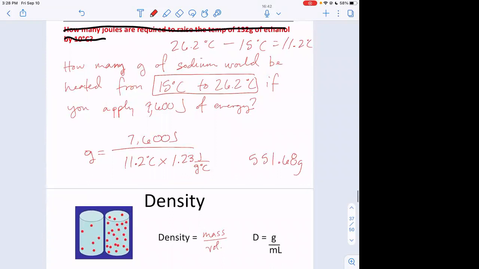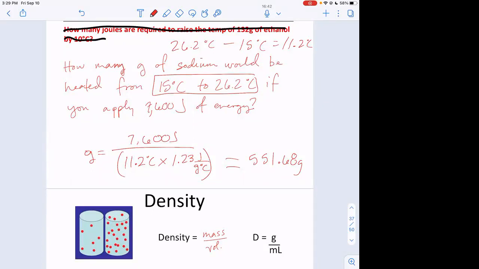All right, so now 7,600. In your calculator, I put this in parentheses on the bottom. When you're dividing by multiple things, just put them all in parentheses if you're going to do it all at once. 7,600 divided by 11.2 times 1.23. What do you get? Do you get 551.68? Okay. Jessie does get a sticker on her exam.